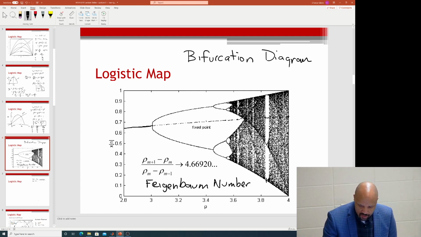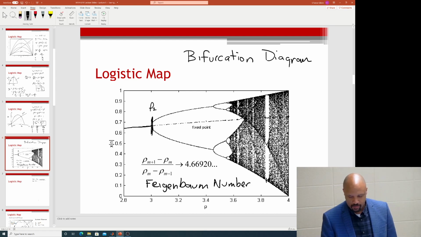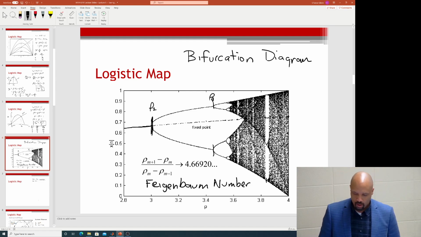You need this value, let's call that row 2, since that's where it splits into a series, double. It doubles right here. It splits into 2 periods right here. This point, which should be the same points, would be row 4. So let's call it row 4.